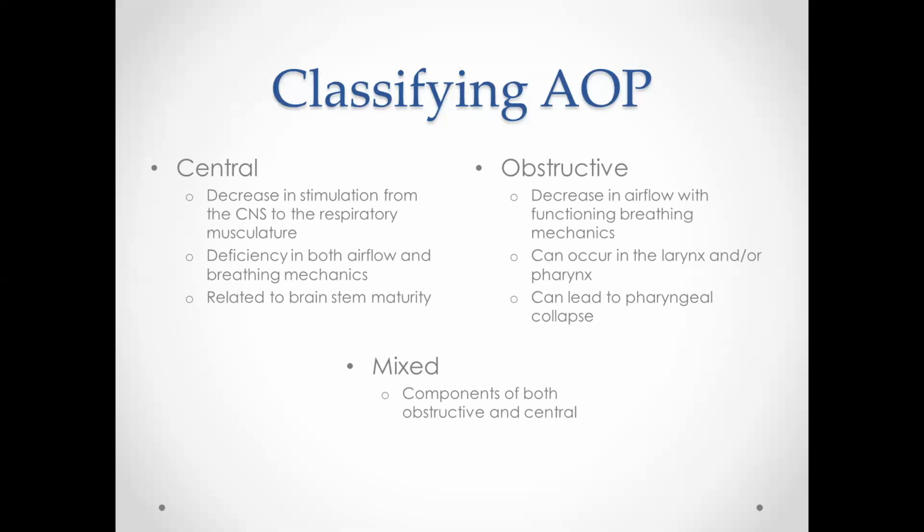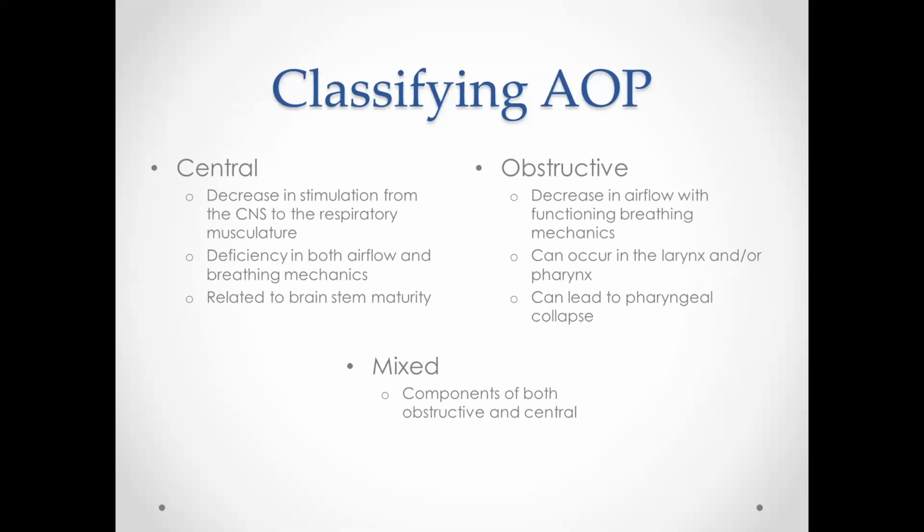As far as obstructive apnea of prematurity, this also involves a decrease in airflow with functioning breathing mechanics. This can occur in the larynx as well as the larynx plus the pharynx, and it can lead to pharyngeal collapse, usually caused by upper airway muscle inability or negative pressures produced during inhalation.